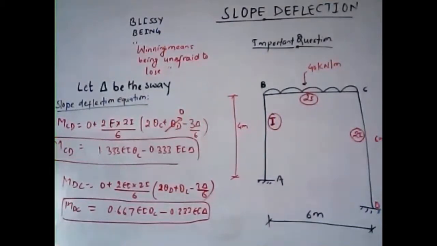Theta D, at joint D there is the fixed support, so that will be 0 in that case, minus 3 del by L. So 3 into del by L is 6. If you solve this, MCD will come out to be 1.333 EI theta C minus 0.333 EI del. Likewise, if you solve for DC, MDC equals 0.667 EI theta C minus 0.333 EI del will be the expression for DC.